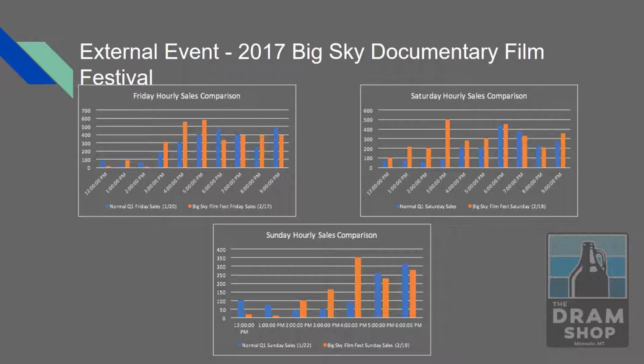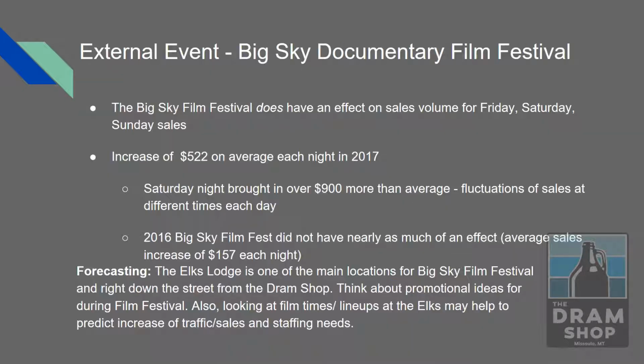You can see that Friday sales during the Big Sky Festival are much larger on average compared to the normal Q1 sales. Same goes for Saturday and Sunday. So like I said, we found that the Big Sky Film Festival did have an effect on sales for Friday, Saturday, and Sunday. There was an increase of $522 on average each night, and Saturday night brought in over $900 more than the average Saturday night.